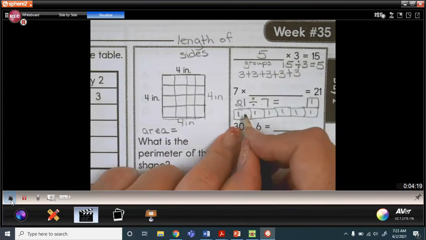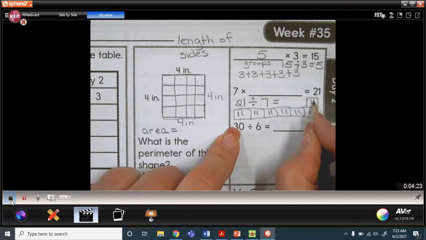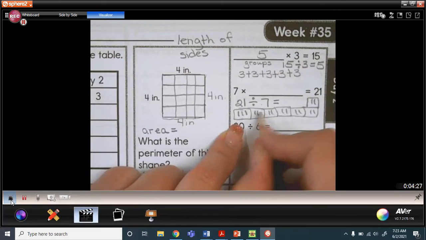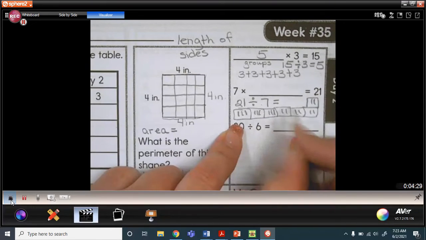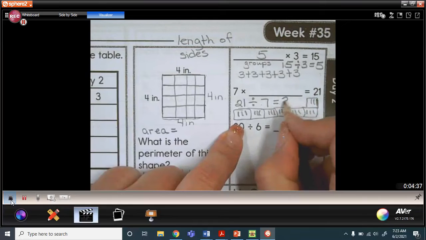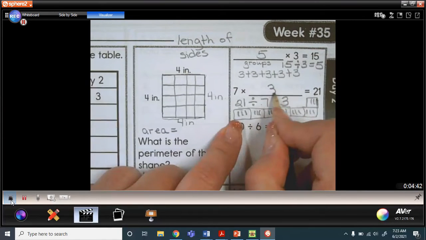That's a multiple of 7. 8, 9, 10, 11, 12, 13, 14. Another multiple of 7. 15, 16, 17, 18, 19, 20, and finally 21. How many are in each group? 3 in each group. So our missing factor here is going to be 3.